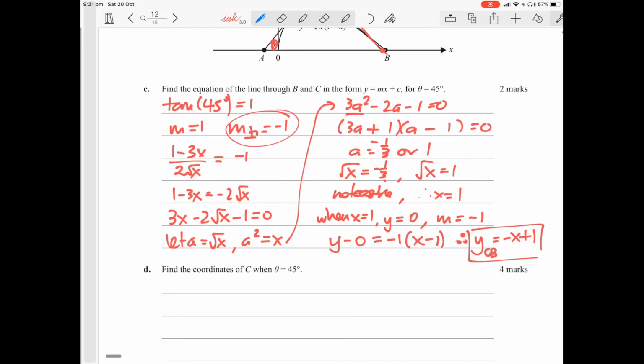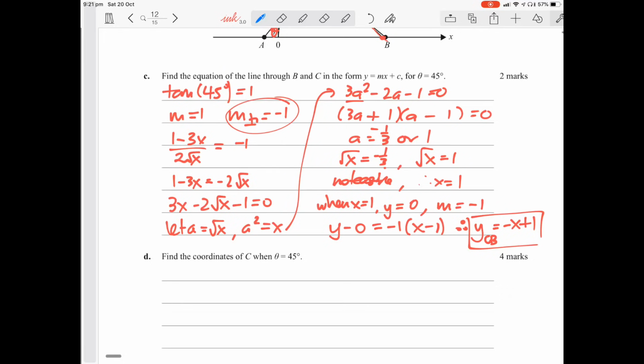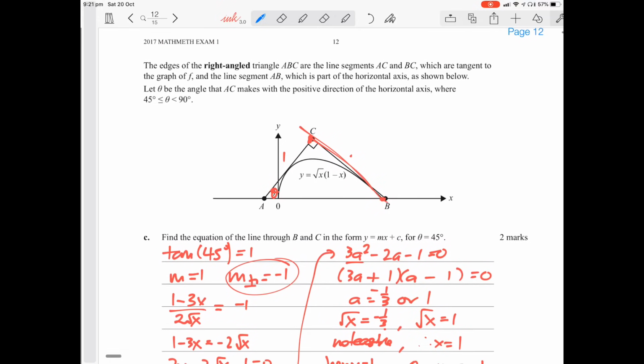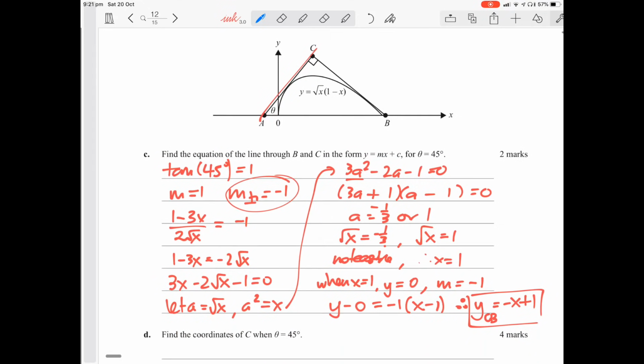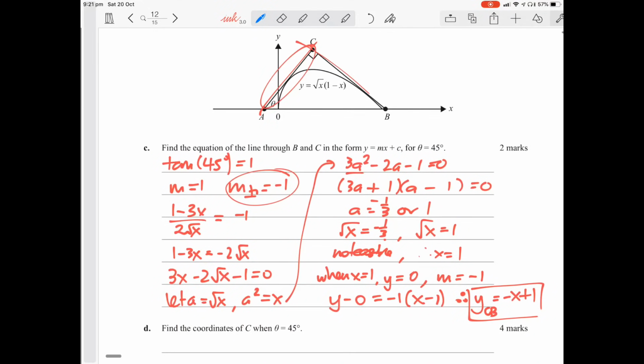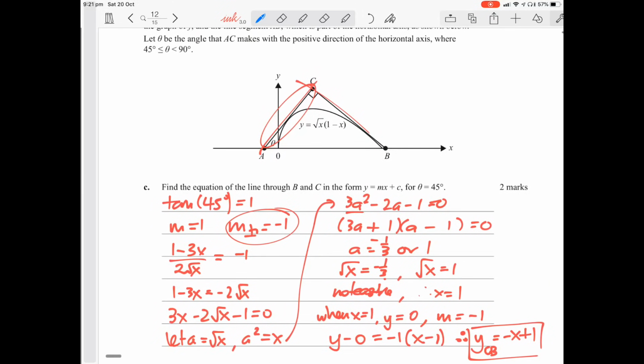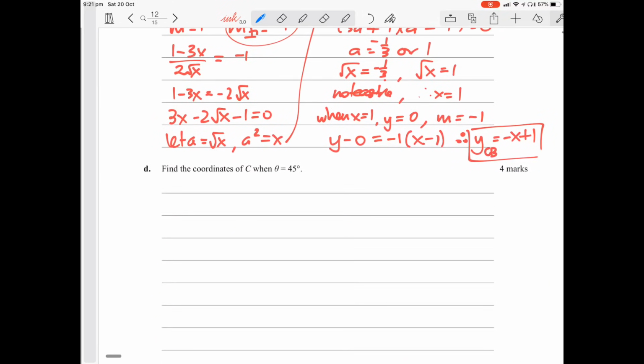Find the coordinates of C when theta equals 45. Okay, I'm just trying to think, is there any way I can do this without... We know that the gradient here has to equal 1, so we've got to find the equation of this line, and then find where the two lines intersect. So the gradient's 1. What's the gradient? 1 minus 3x on 2 root x equals 1. Bring your 2 root x to the other side, so 1 minus 3x is equal to 2 root x. 3x, bring that over: 3x plus 2 root x minus 1 equals 0.